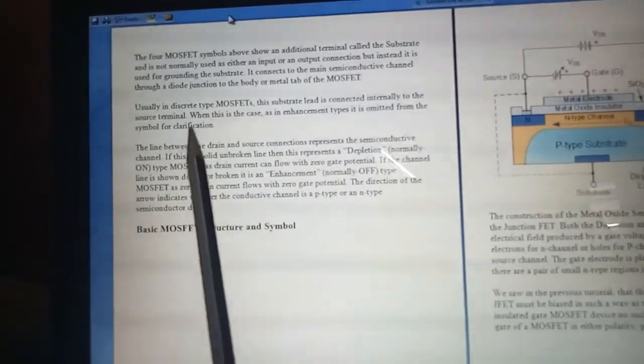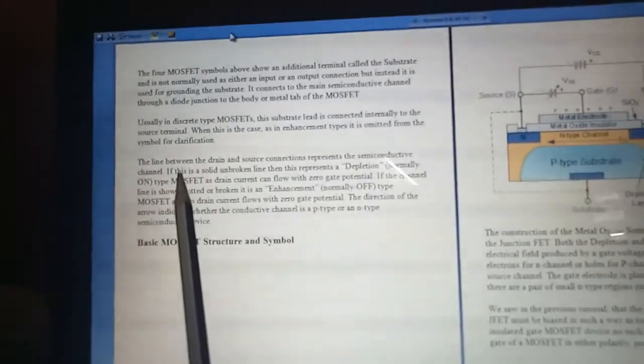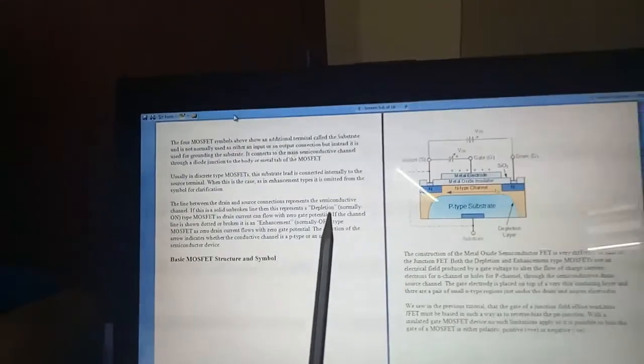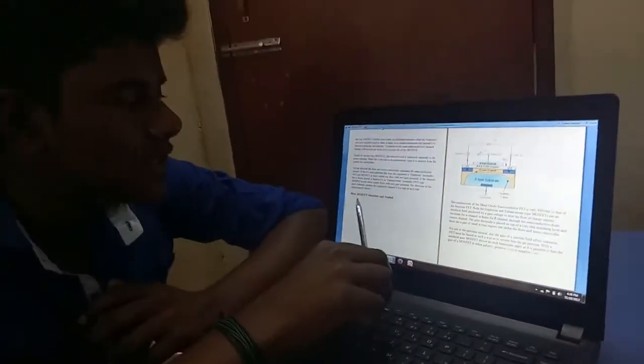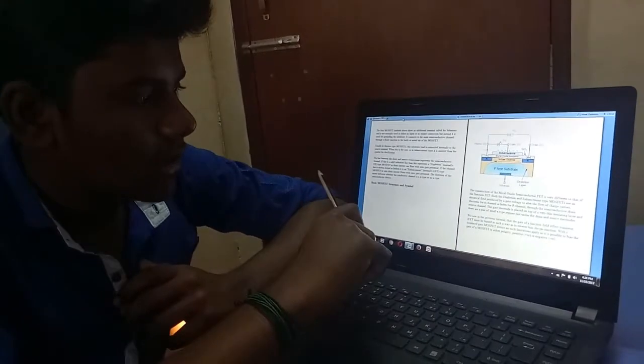The line between the drain and source connection represents the semiconductor channel. If this is a solid unbroken line, it represents a depletion type. Basic MOSFET structure and symbols are already seen there.